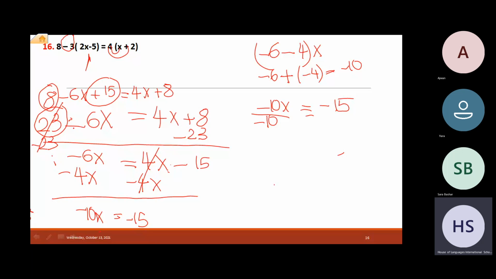Now, do you remember the properties of the divisibility? When I divide a term on this side by a number, I must divide the second one as well. Okay.